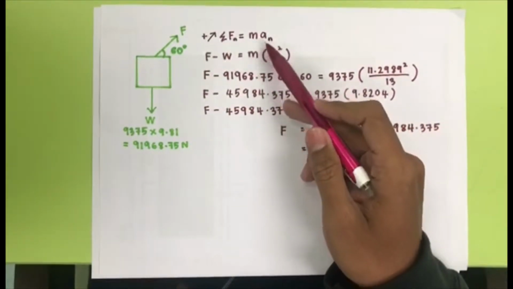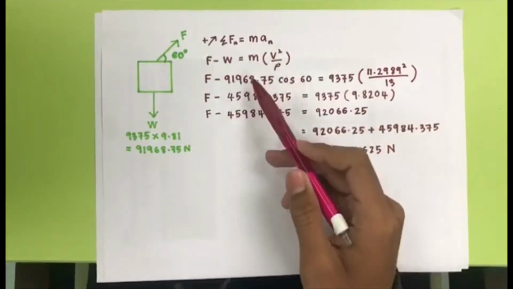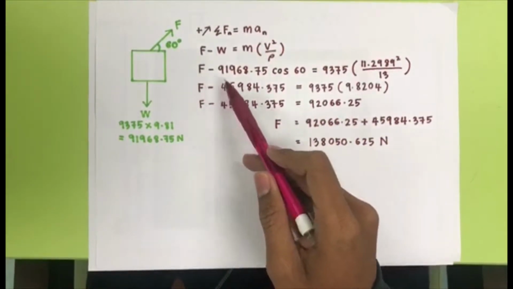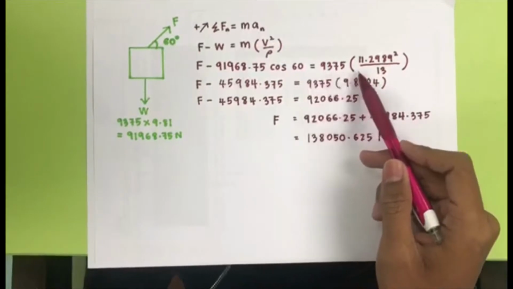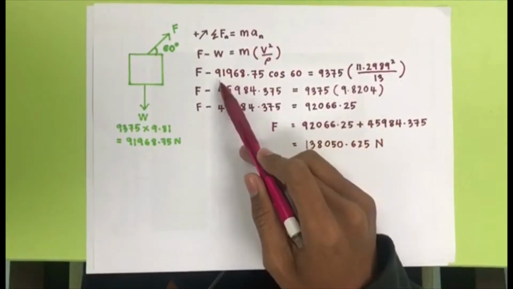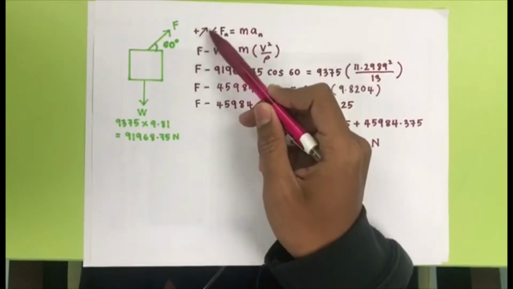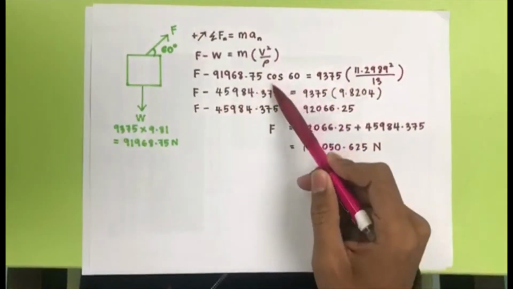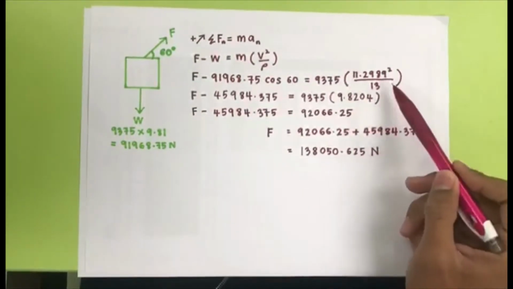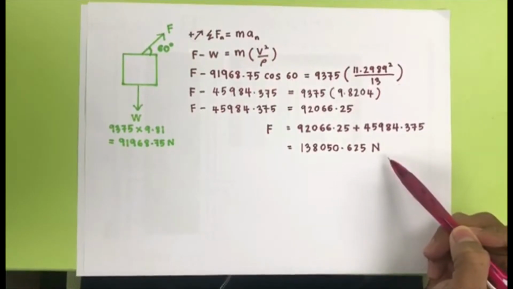M is mass and an is V squared over rho. Substitute the values into the formula, and we have the equation as shown. This W cos 60 is because we have shifted the axis like this. That's why we have cos 60. By solving this equation, we will have the force in Newtons.